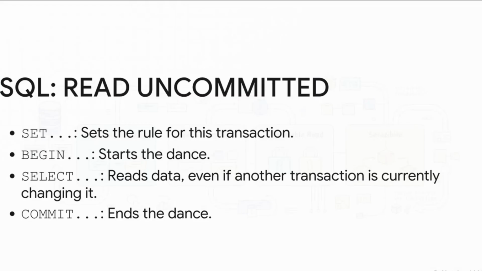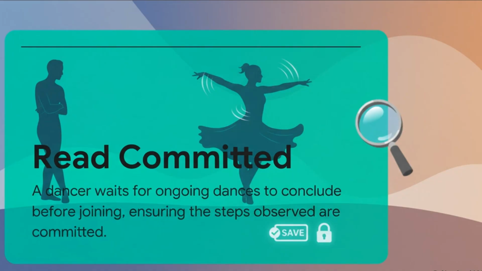So how do you actually tell your database to be this reckless? You use this line right here. Set transaction isolation level, read uncommitted. That's the instruction. It tells the database that for this dance, we care about speed more than anything. So when this select statement runs, it doesn't wait around for anyone. It just grabs the data as is, which is why it's so fast, and also why you might get the wrong information.